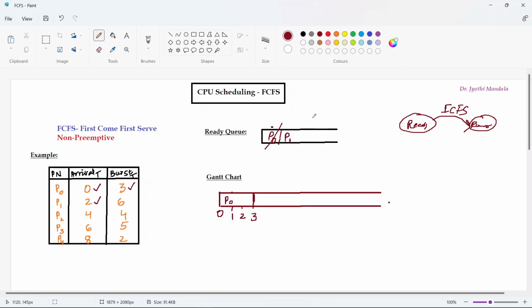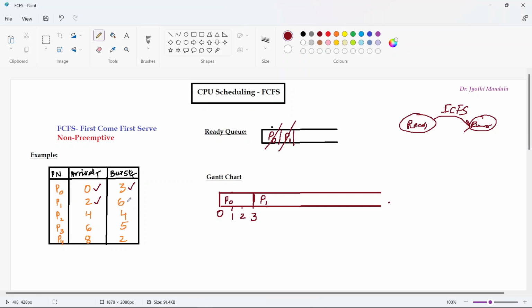Now check the ready queue. Is any process waiting for its time? Yes, P1 is the only process available. Now we need to choose P1 and P1 gets its time. If any other process is also there, then we need to see which one entered the ready queue first. Obviously the first one in the ready queue will be taken in order. As of now that scenario has not come. So now P1 will be executing.